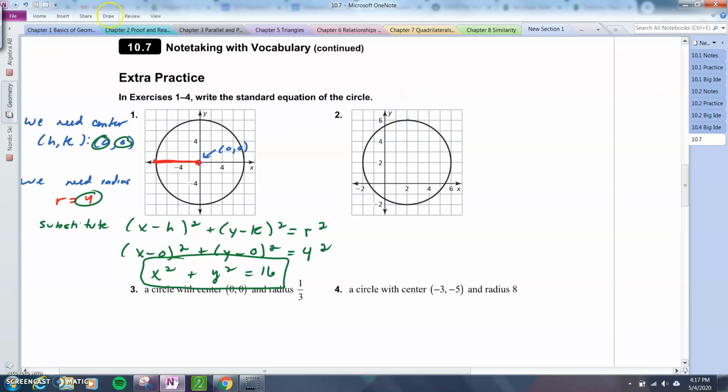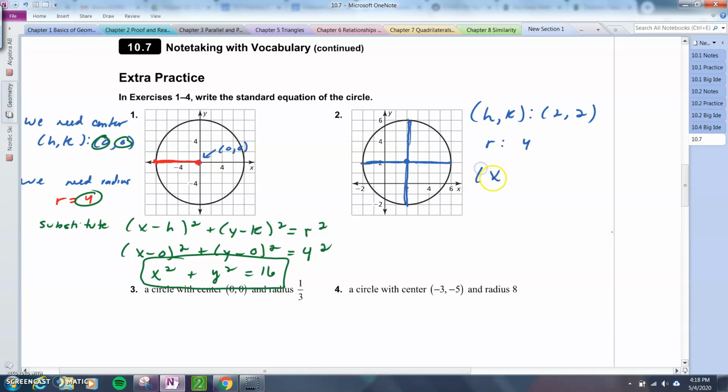Let's go to number 2 here. Remember, I need to find my center, my h, k, and then I also want to find my radius. So for the center, I'm going to try to draw a diameter. Looks pretty good. And then I'm going to draw another diameter. And I'm going to be able to tell, the radius is the same from the center to any point, so that has to be my center. And that's located at 2, 2. So that's what I'm going to plug in for h and k. And then my radius is just 4.